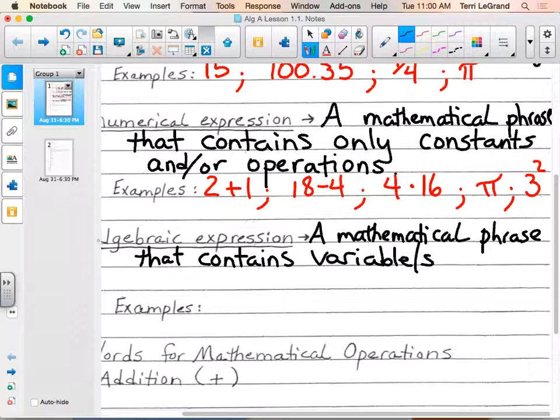and/or, what do you suppose it can also have in it? Natural numbers. It can have natural numbers, but what should we call those natural numbers? What term did we use today? Okay, operations it can have, but a natural number is also a constant. So we can have constants, so we're going to say and/or constants and operations.